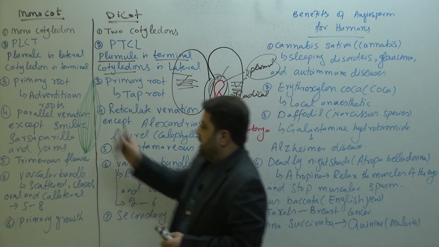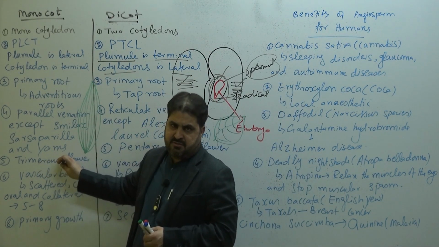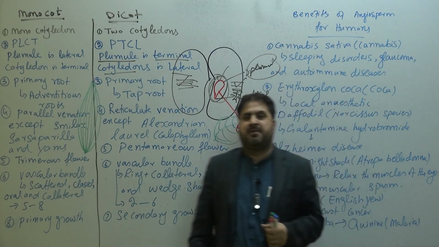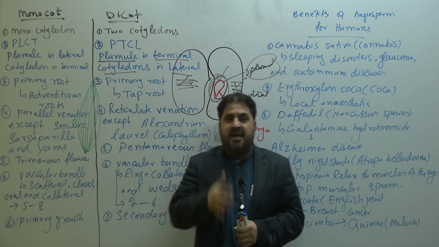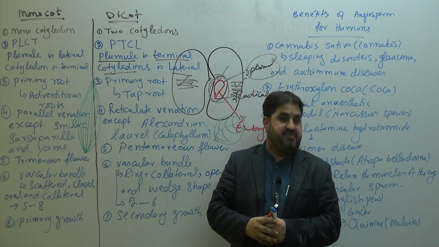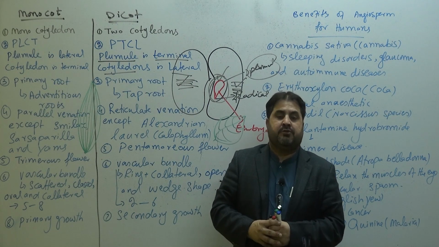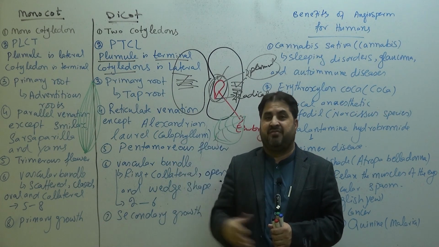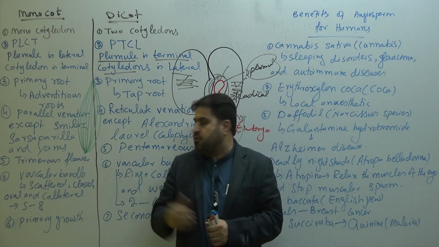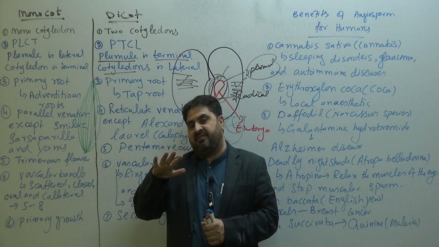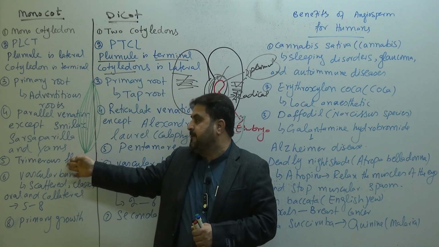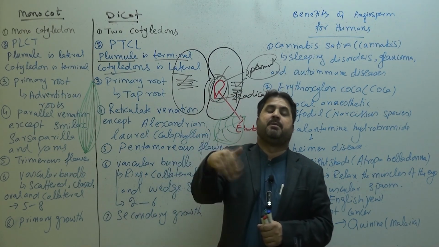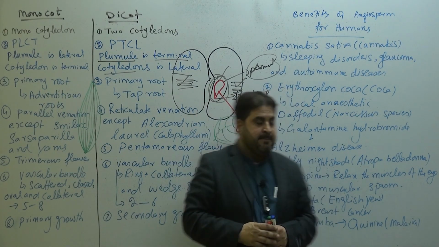After that, monocots have trimerous flowers, while dicots have pentamerous flowers. What does pentamerous mean? It means 5 or a multiple of 5 sepals and petals, maybe 10, 15, 20, 25, 30, and so on. So they are called pentamerous. In the case of monocot, they are trimerous: they have 3 sepals or petals, or a multiple of 3, maybe 6, 9, or 12.